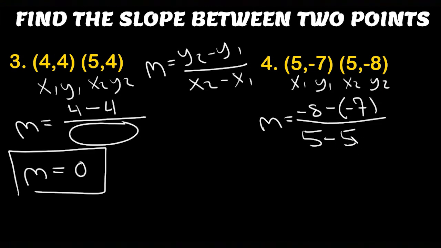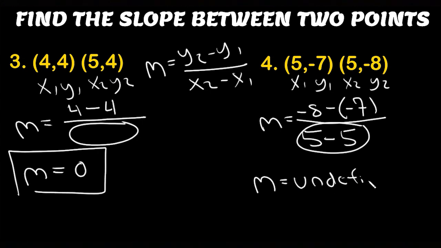Now look here, I can actually stop here as well, because look what's going to happen on your denominator. 5 minus 5 is 0. We're going to end up with division by 0 here, okay? Whenever you have division by 0, that means it's going to be undefined, okay? Meaning your slope here is undefined. m is equal to undefined.